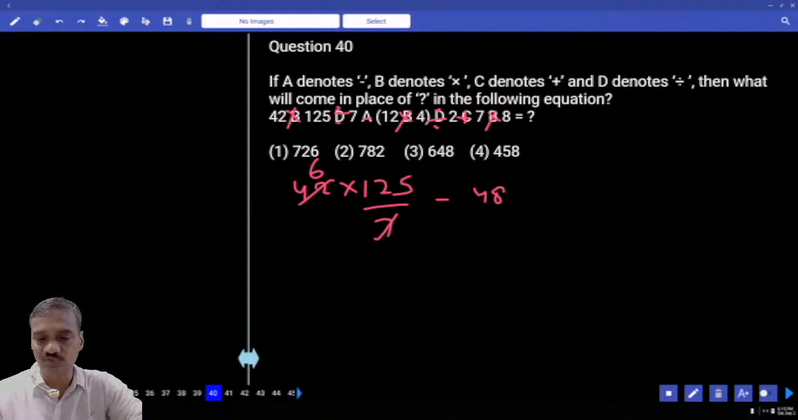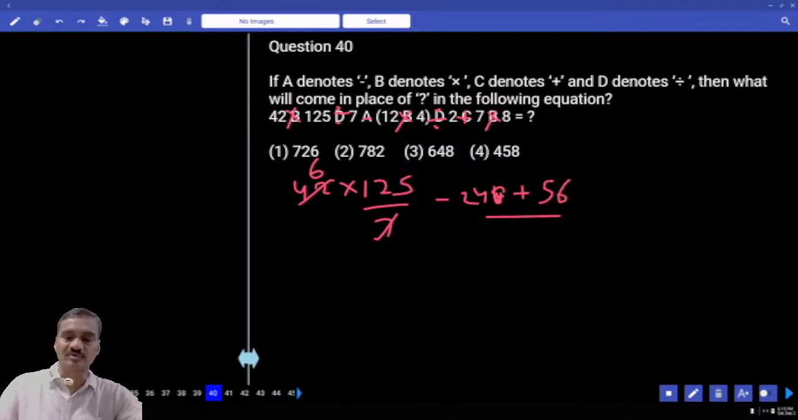E is divided by 2. That means how much? 24. Plus 7 into 8 is how much? 56. And 56 and 24. And what is your answer here? Finally 780. Choice to question number 40.